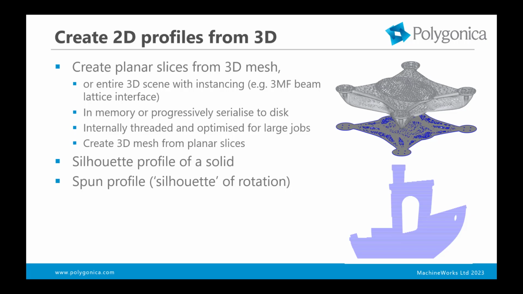And worth noting also the silhouette profile of a solid. So this is a profile or a boundary that you would get if you projected the solid onto a plane. So that top right image there is a sort of extreme case of that. And the same idea for a rotation of a profile about an axis, which gives you a kind of silhouette of rotation. So this is a pretty important concept in CNC turning, but I've not really come across another example of using it yet, but maybe we will one day.